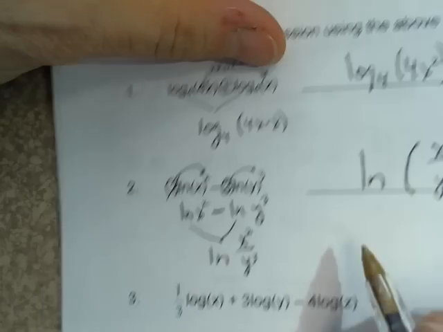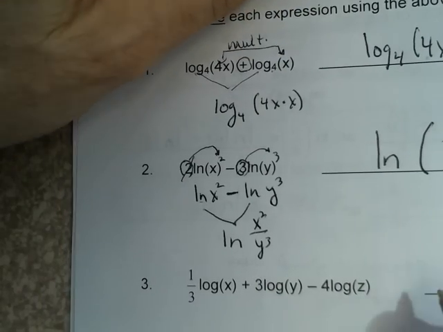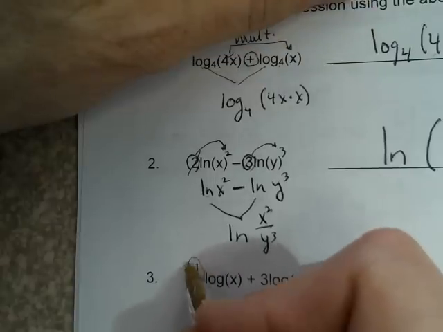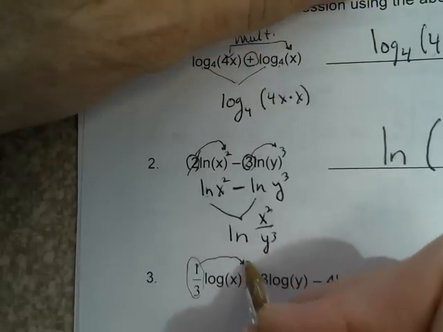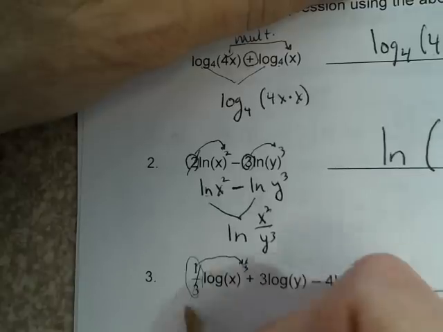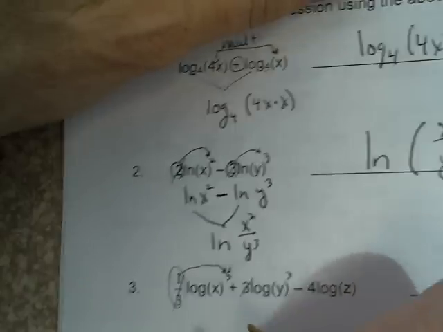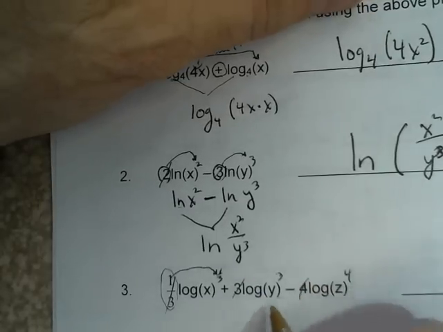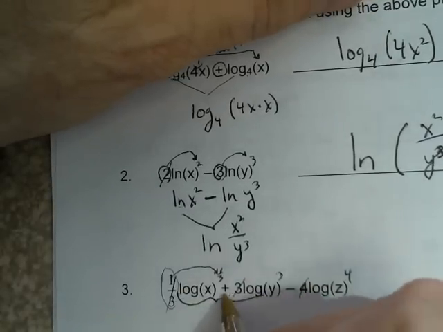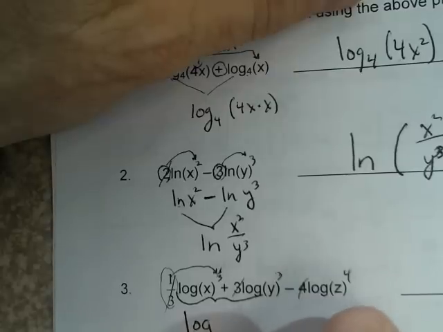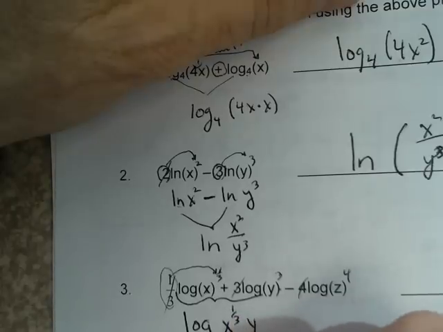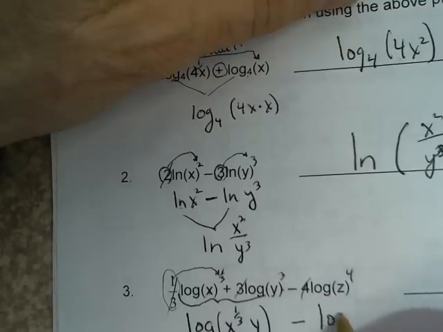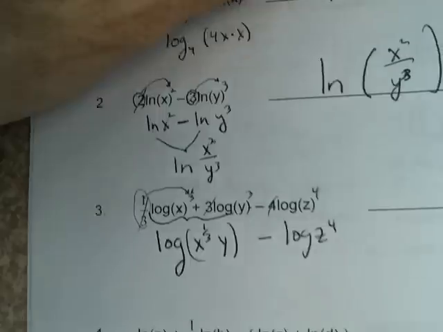Two logs become one. Here we have three logs that we want to make into one. So the first thing we're going to do is handle these coefficients. This becomes x to the 1/3 power. This becomes y to the 3rd power. This becomes z to the 4th power. Move them. When we have two logs separated by a plus, they become one log, and you multiply those arguments. So this is the log of x to the 1/3 times y minus the log of z to the 4th.